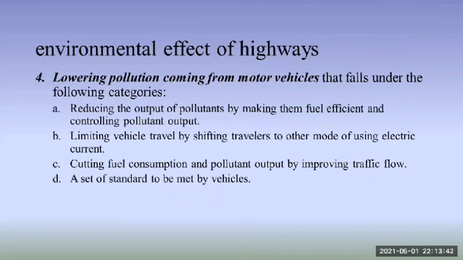Lastly, lowering pollution coming from motor vehicles falls under the following categories. First, reducing the output of pollutants by making vehicles fuel efficient and controlling pollutant output. Second, limiting vehicle travel by shifting travelers to other modes using electric current. Third is cutting fuel consumption and pollution output by improving traffic flow. And lastly, a set of standards to be met by vehicles.